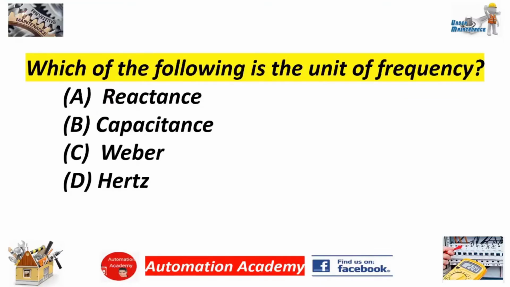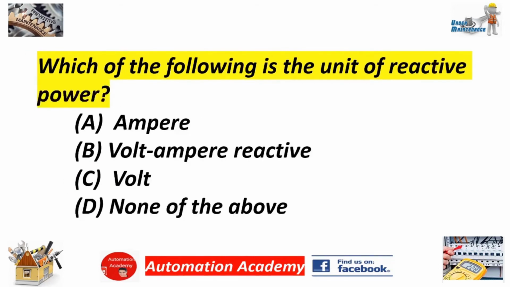Which of the following is the unit of frequency? A. Reactance, B. Capacitance, C. Weber, D. Hertz. Answer D, Hertz. Which of the following is the unit of reactive power? A. Ampere, B. Volt ampere reactive, C. Volt, D. None of the above. Answer B, Volt ampere reactive.